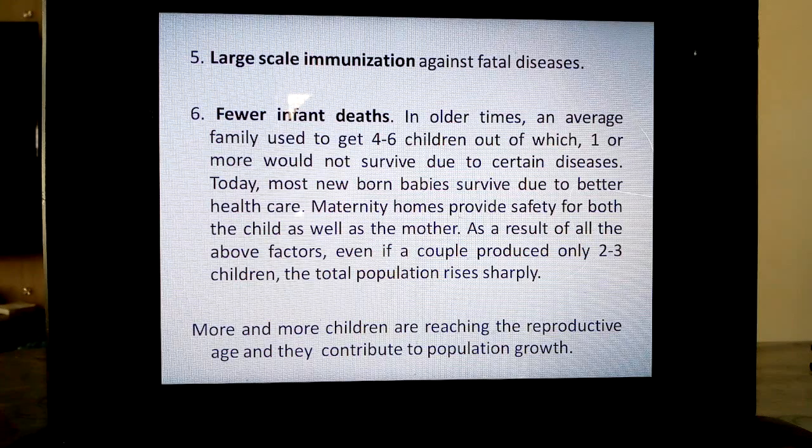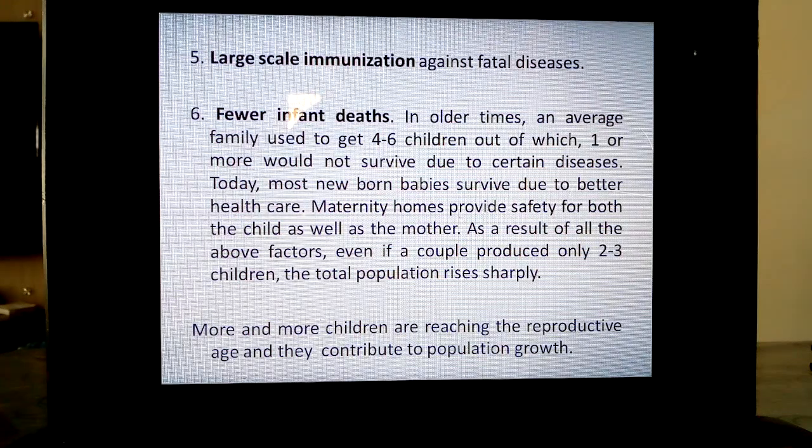Large-scale immunization against fatal diseases. You take polio, you take smallpox, all these are totally eradicated from the world. Why? Because of vaccination and immunization. We have a vaccine for chicken pox, a vaccine for measles. You have learnt in your lower classes. So this is also one of the contributions, and that is why human population is increasing today.